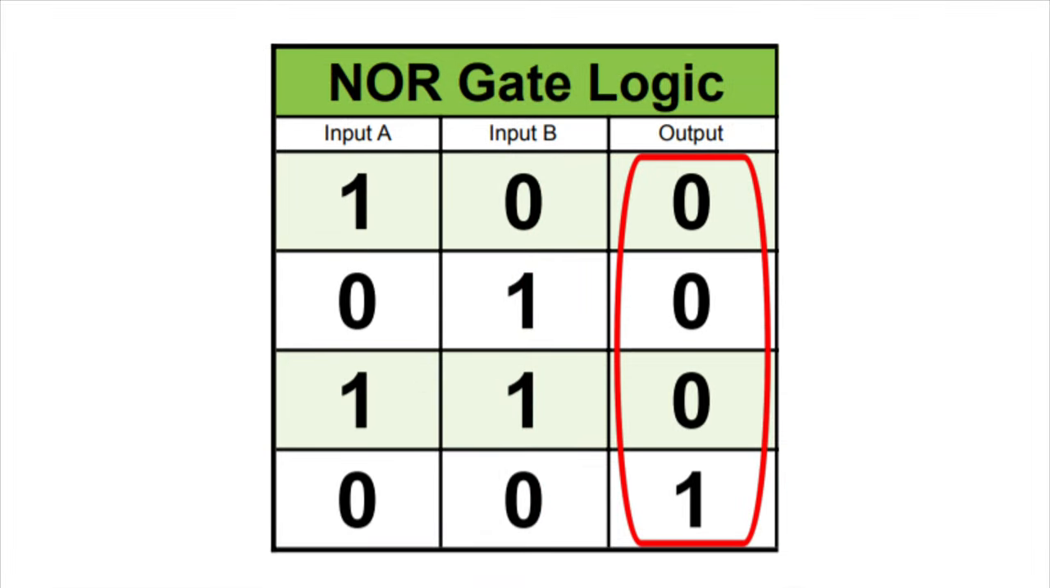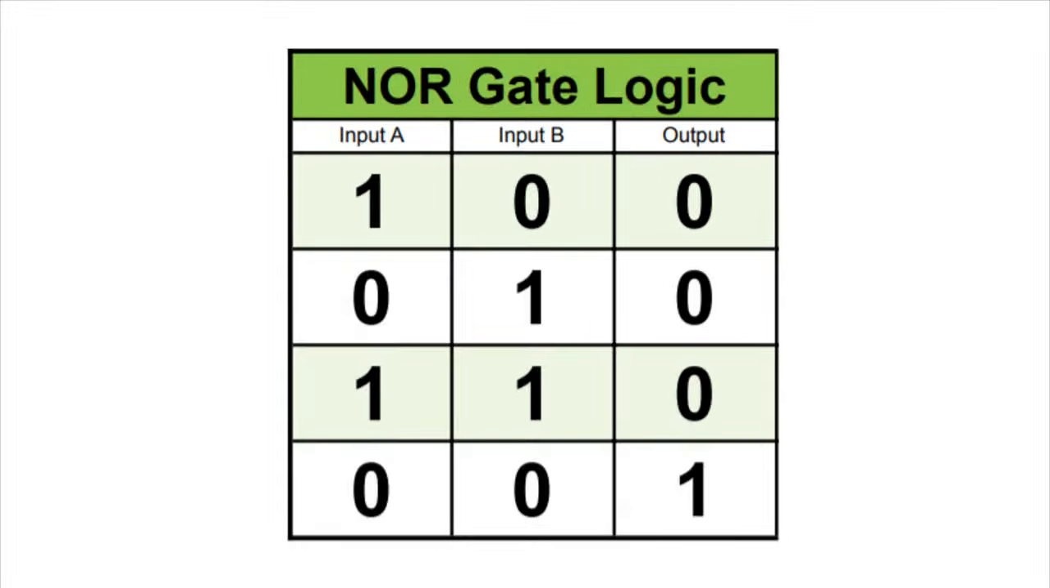So the logic table tells us that a NOR gate gives a value of 0 if either input is 1 or if both inputs are 1. And a NOR gate gives a value of 1 if both inputs are 0.